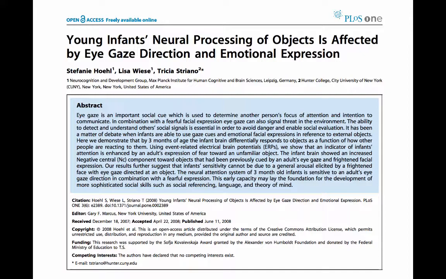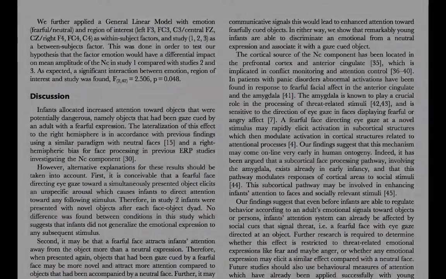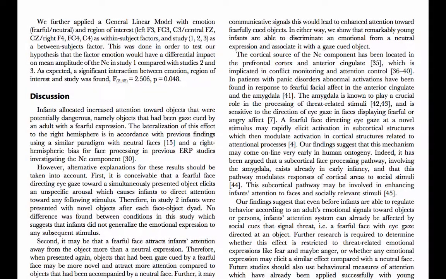Open the paper, Young Infants' Neural Processing of Objects is Affected by Eye Gaze Direction and Emotional Expression. This paper is published in the journal PLOS ONE. It is written by Stephanie Hale, Lisa Wise, and Tricia Striano. Let's turn to the discussion. The first sentence reads, "Infants allocated increased attention towards objects that were potentially dangerous, namely objects that had been gaze cued by an adult with a fearful expression." As we see, the findings are clearly stated.